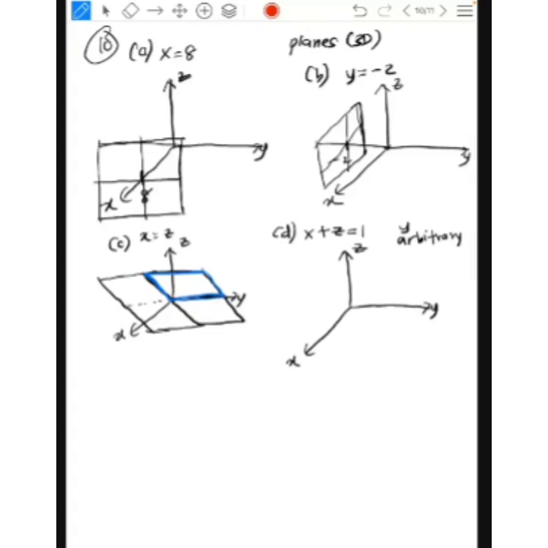Let's say you choose x equals 0. When x equals 0, then your z will be equal to 1, right? And then when your z equals 0, your x will be equal to 1. You just connect these two points. Connecting these two points, you have a straight line. Now your straight line will be along the y-axis.